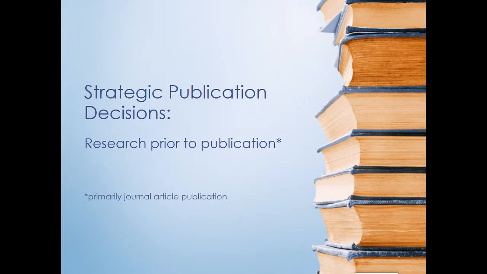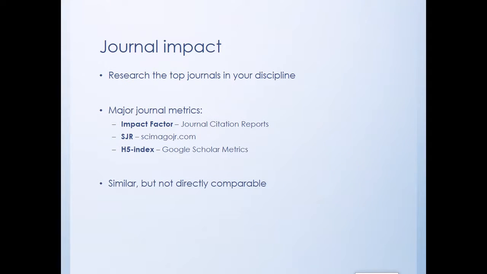All right, so strategic publication decisions. And the asterisk here, mostly we're going to be talking about journal articles. But I would love to talk about other types of research output that you guys may be creating or are interested in talking about. So who here has heard about journal impact or impact factor? Really? Oh boy, okay.